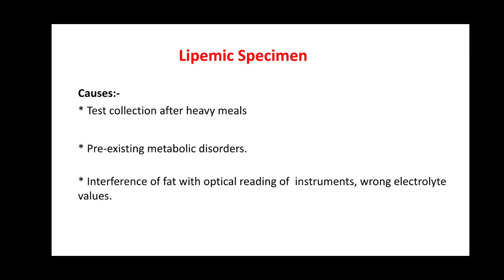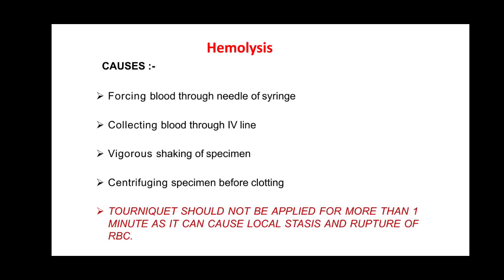Here the errors may come from factors such as a lipemic specimen, which is caused by collection after heavy meals, and pre-existing metabolic disorders can also cause a lipemic specimen. From lipemic specimens, the values may be wrong, or wrong electrolyte values will be obtained. And hemolysis: the causes of hemolysis are forcing blood through the needle of a syringe, collecting blood through an IV line, and vigorous shaking of a specimen. Centrifuging the specimen before clotting also causes it.